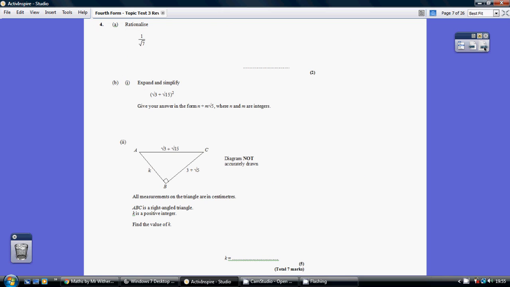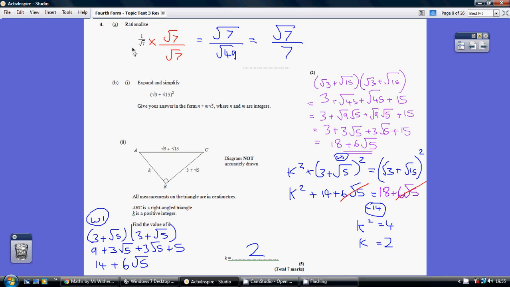Question 4. Well, part A is just another one like the previous one, so we choose to multiply top and bottom by root 7 over root 7, giving us a final answer of root 7 over 7. This is rationalised. We're allowed to have square roots on the top, just not allowed to have them on the bottom.